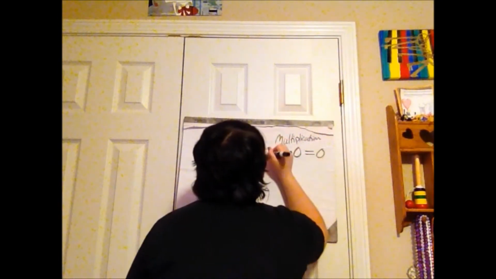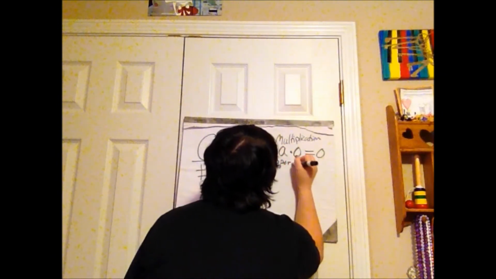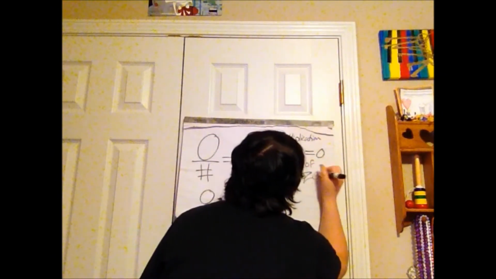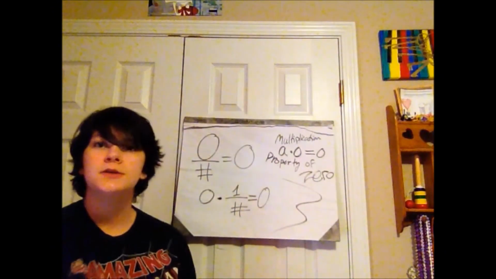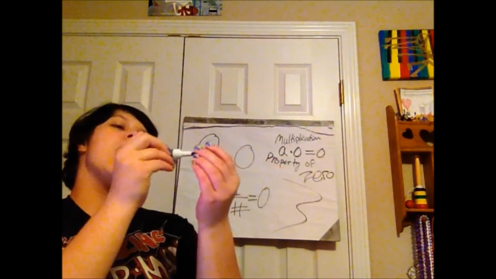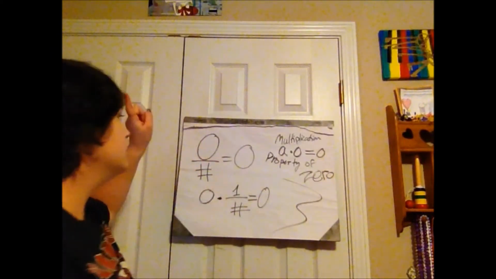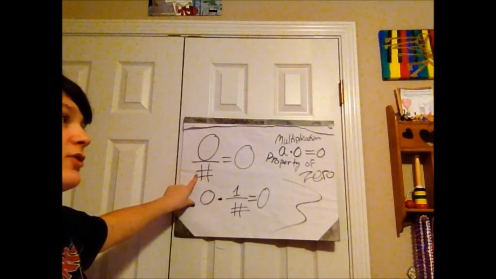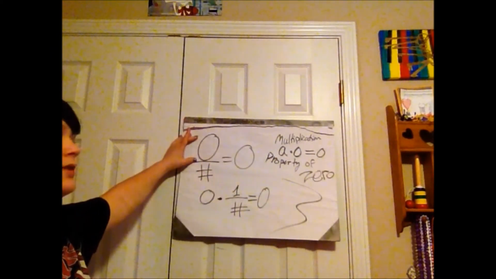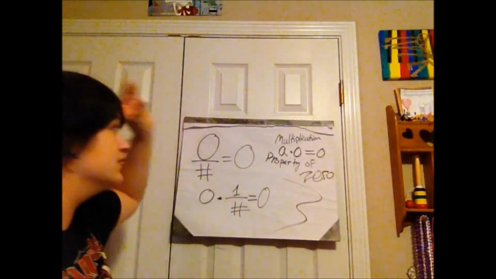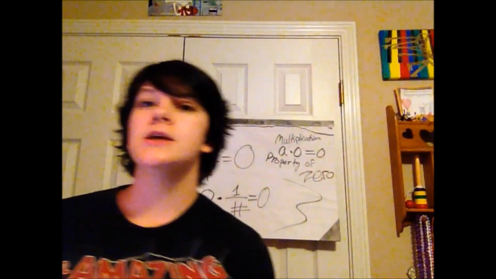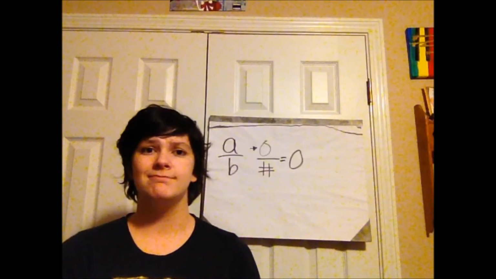Multiplication property of 0. And that is why any number in the denominator spot and 0 in the numerator's position will always equal 0, no matter what. So, yeah, that's basically it.